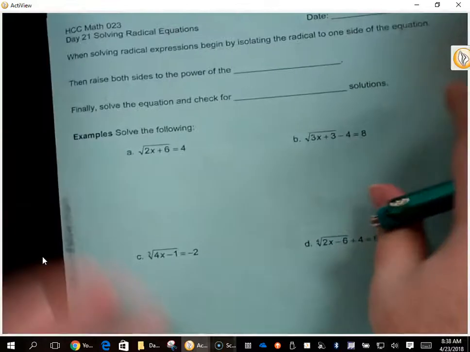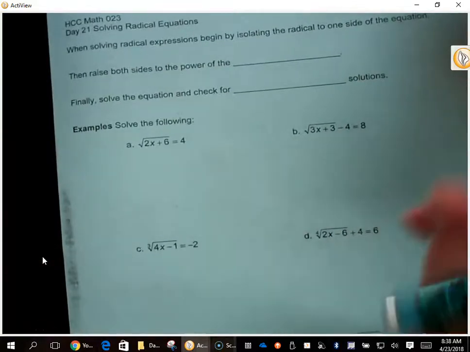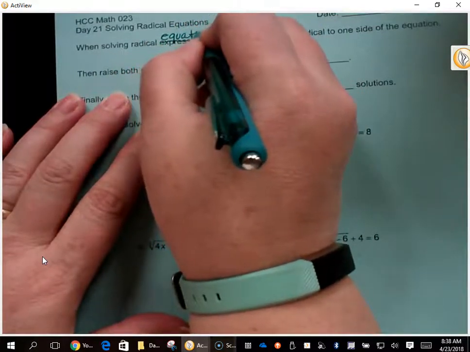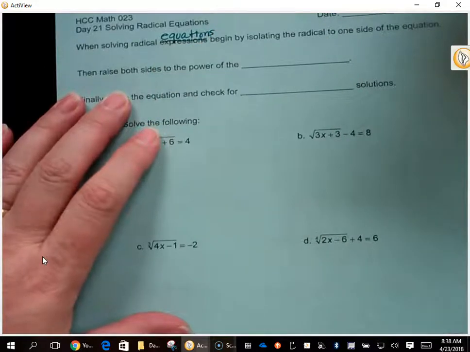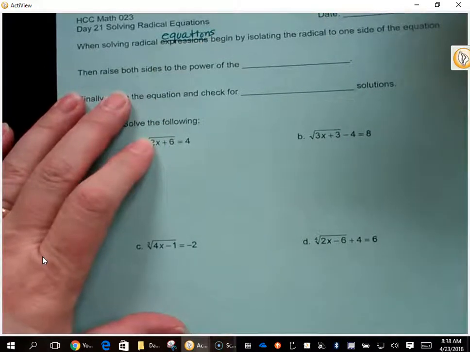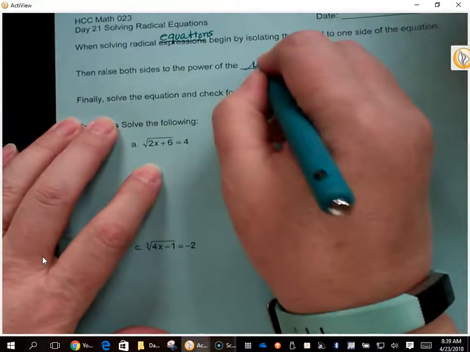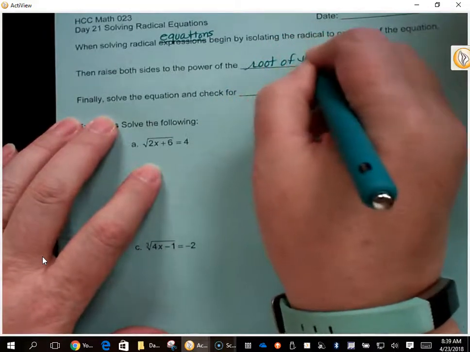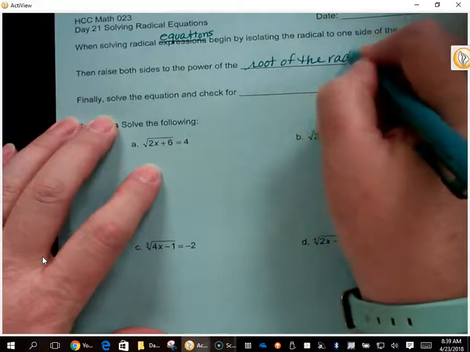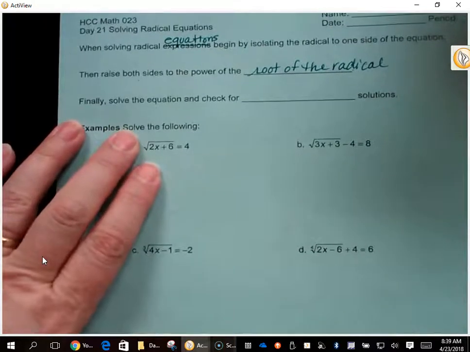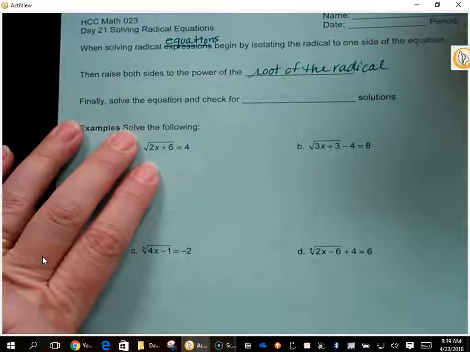All right, so let's try some notes here and let's try some solving. When solving equations that have radicals, this should say radical equations, not radical expressions. Begin by isolating the radical to one side of the equation. Then raise both sides of the equation to the power of the root of the radical. So if it's a cubed root, you take it to the third power. If it's a fifth root, the fifth power. If it's the seventh root, the seventh power. And then you solve the equation.